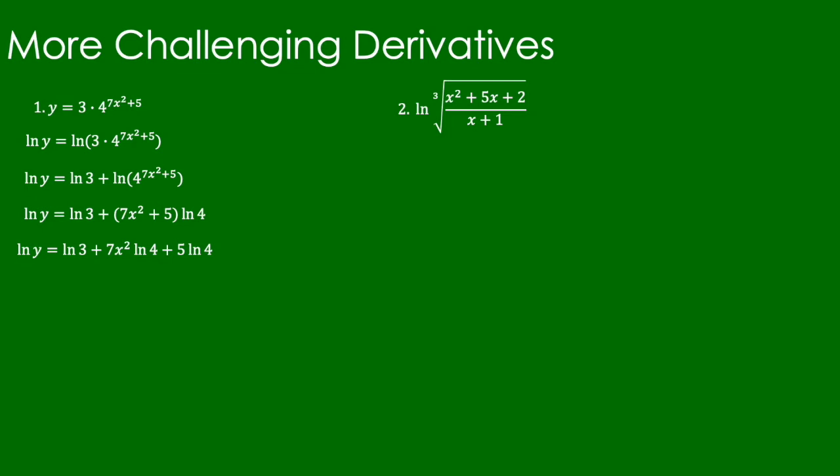Now we're ready to take the derivative, so we will use implicit differentiation to take the derivative of both sides. Remember, on the left side, the derivative of ln is always 1 over whatever's on the inside of ln times its derivative. So we have 1 over y times y prime. Y prime is what we're solving for. On the right side, the derivative of every single thing that has an ln and just the ln is 0. So ln of 3 is 0, and 5 ln of 4 is 0. 7x squared ln of 4, that is 14x ln of 4.